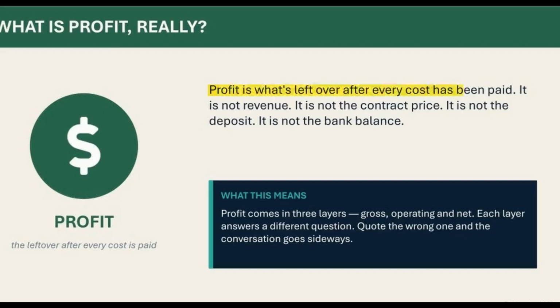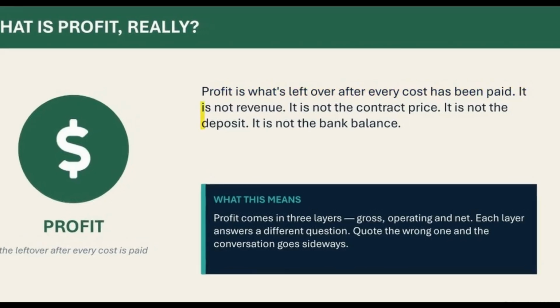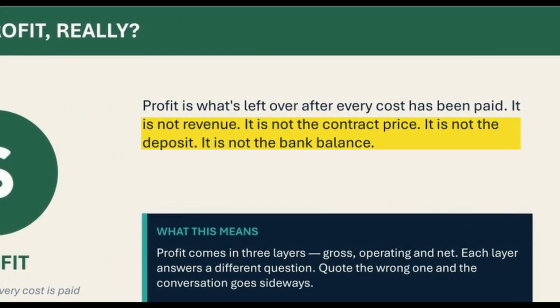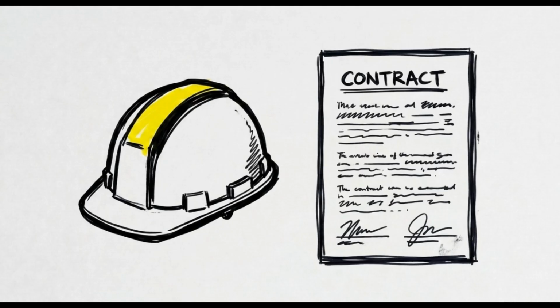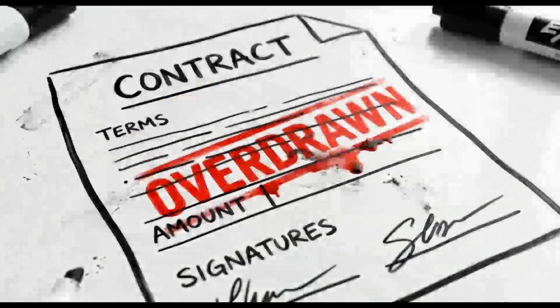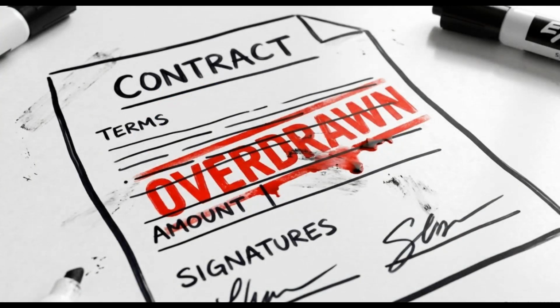As this text specifies, profit is strictly the leftover amount after every single cost has been paid. It is never the revenue. It is not the contract price, and it is certainly not the upfront deposit. Operating on assumed definitions rather than concrete mathematical reality creates a false sense of security. The math has to align with the actual cash flow, or the business eventually fails.